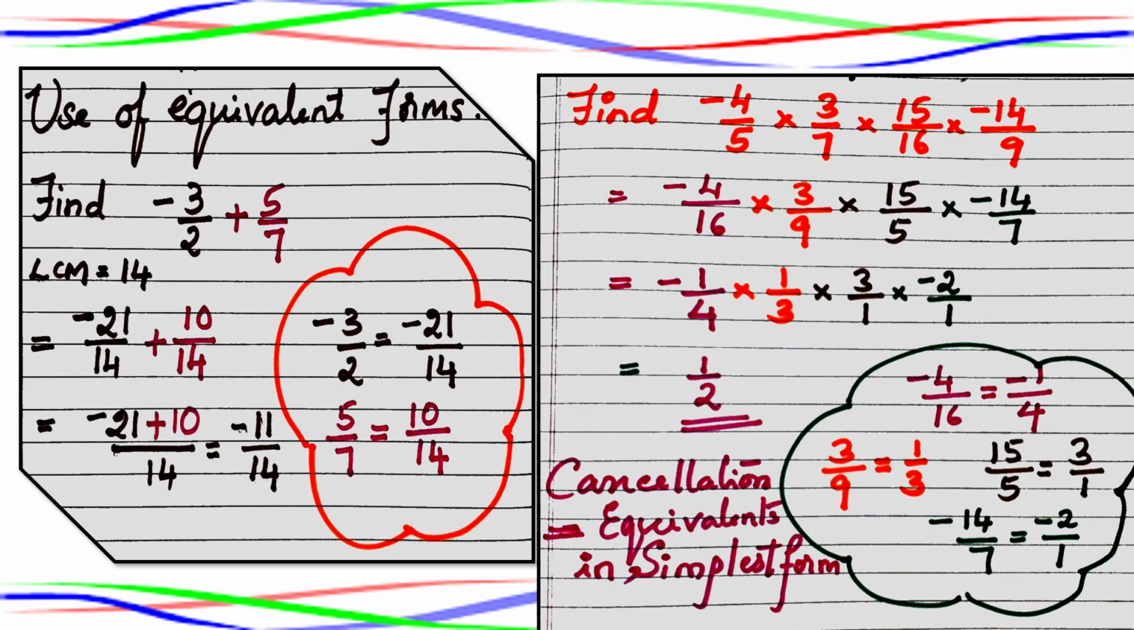So you observe the question given was higher order rational numbers to be multiplied, and we wrote the simplest form to reach the answer. That is what cancellation is. And in addition, we take LCM and write the higher equivalents before adding. So it should be noted and clearly understood.